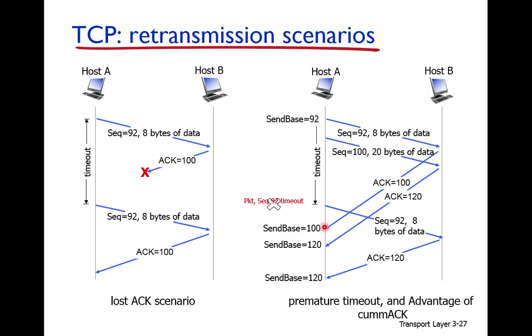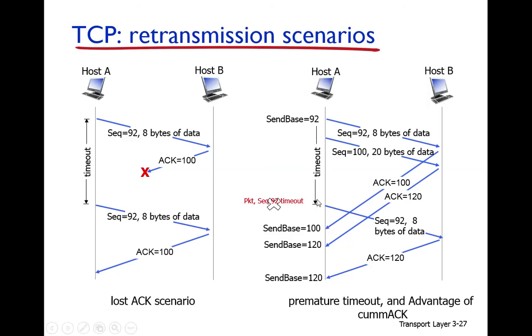Although this acknowledgement is not for this packet, it is for the first time the packet with sequence number 92 was sent. The sender doesn't know whether this is the acknowledgement for the latest version or for the oldest version of the packet with sequence number 92. In any case, the timeout will be stopped.